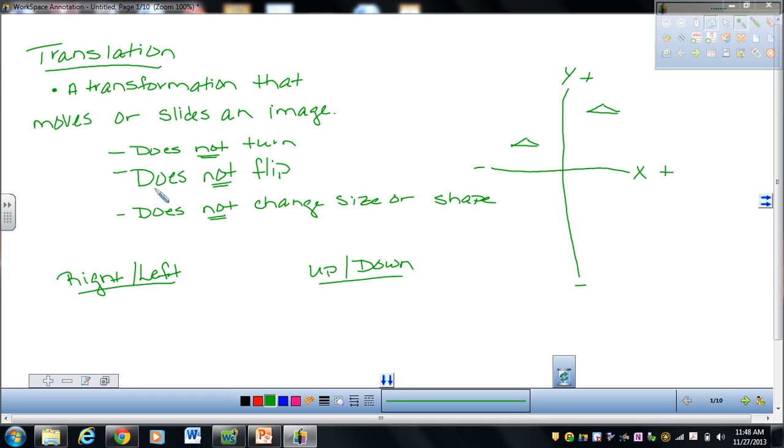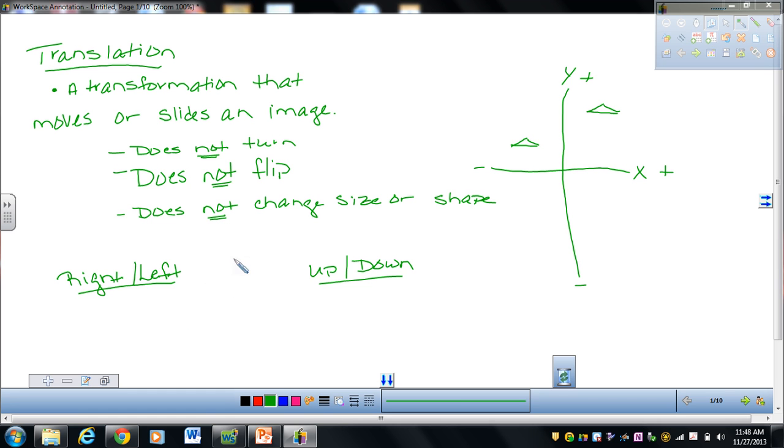Okay, today we're going to talk about translations. This is just a review. A translation is a transformation that moves or slides an image. So we take this one and we just moved it up and to the right. It does not turn it. It does not flip it. And it does not change size or shape. All it's doing is moving. We just put our finger on it, we move it up, and we move it over.